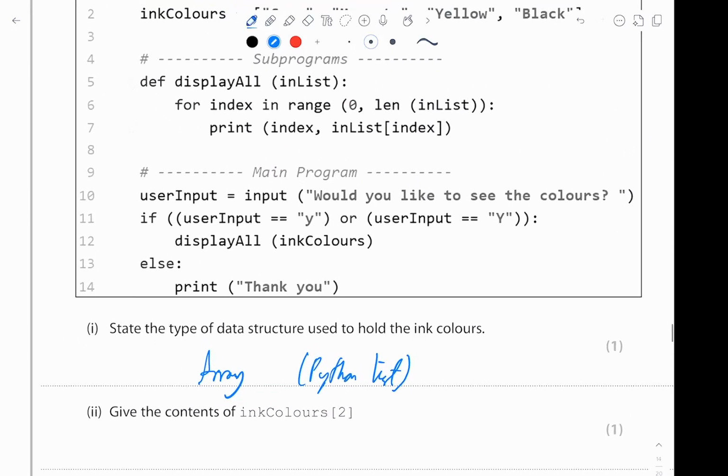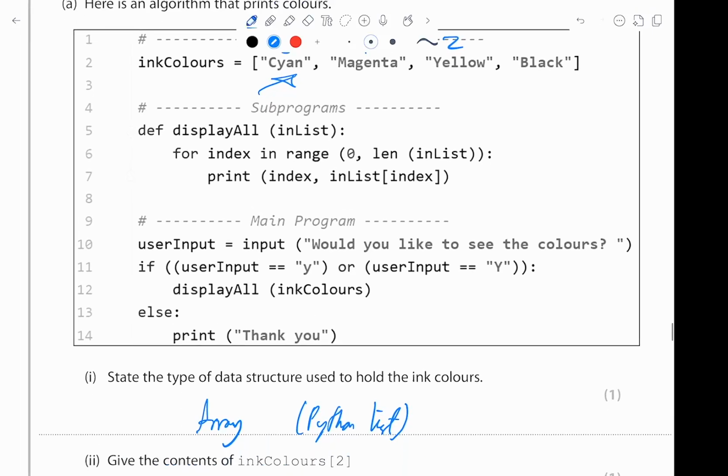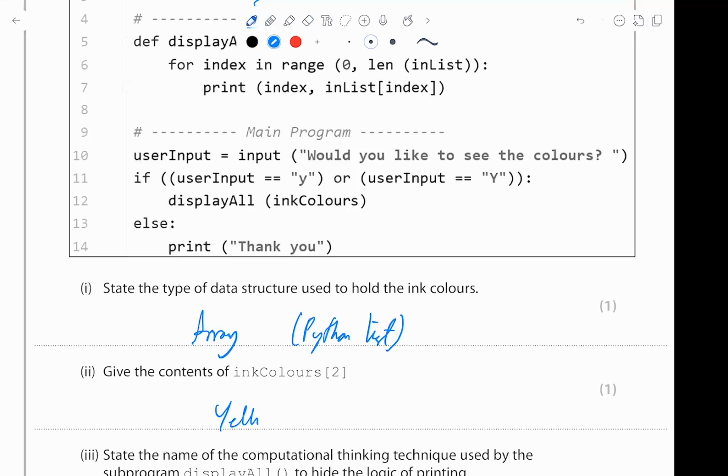Give the contents of int colors 2. All right, well, int colors index 0 is there, 1 and 2, so yellow. Always count in Python, and most programming languages, we always count from 0, index 0.